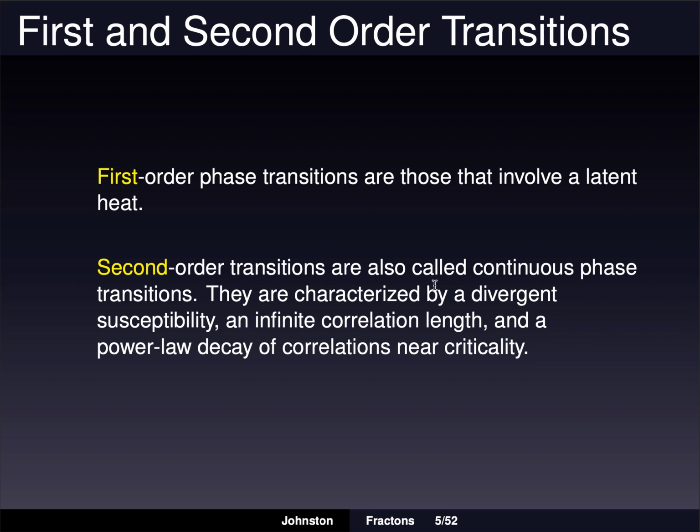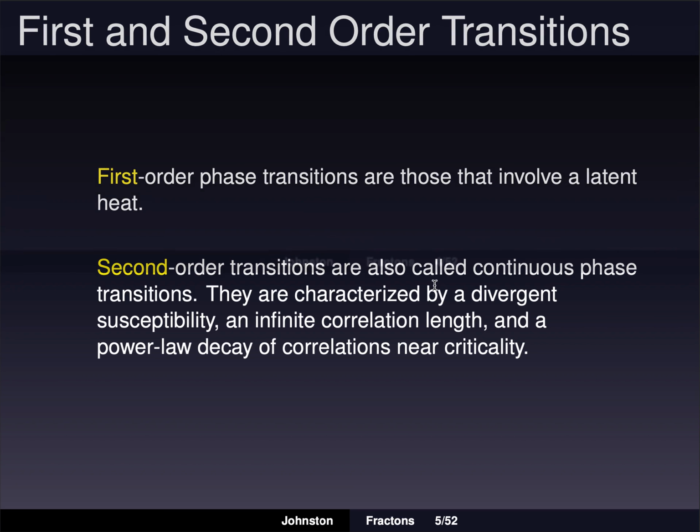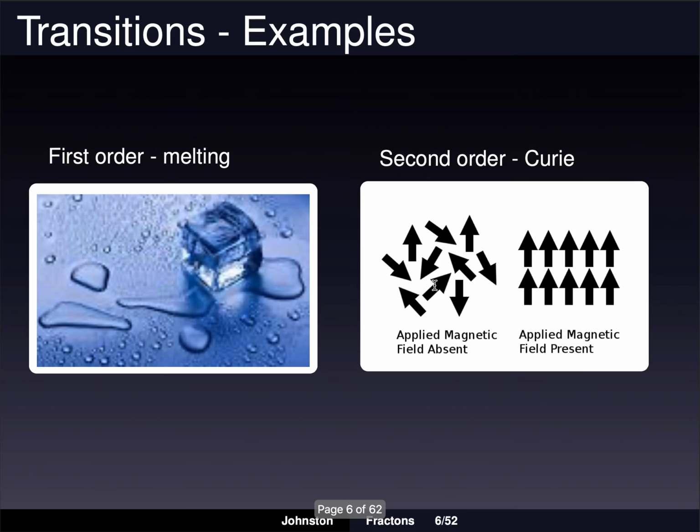The other big class of transition is a second-order phase transition, which are also called continuous phase transitions. And these are usually characterized by something that diverges. The basic thing that's diverging is a correlation length in the model, but this drives other divergences, for instance in susceptibilities or specific heats. And you find that there's a power law decay of the correlations at criticality.